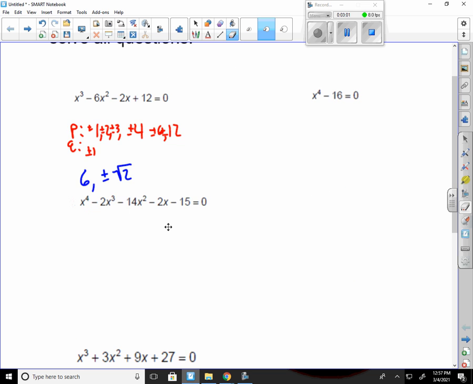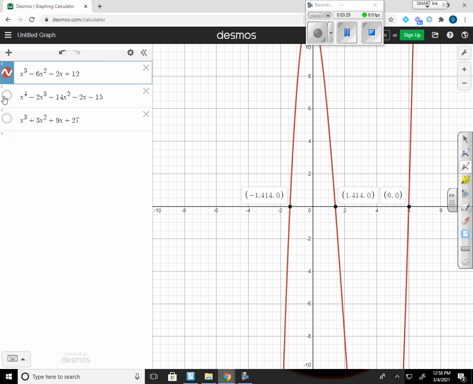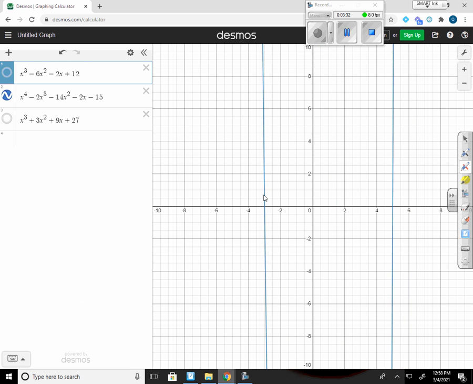Next one. Factor out my 15 and negative 1. Q over Q is just going to be 1. Plus or minus 1, plus or minus 3, plus or minus 5, and plus or minus 15. Go back to Desmos and graph it. You have a root at negative 3 and 1 at 5. It's x to the 4th power, which tells us that there's going to be 4 roots.